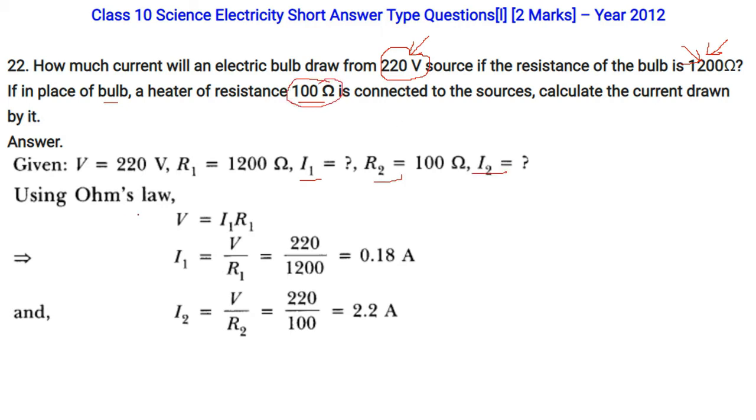So we will use Ohm's law, V equals IR. So I1 would be V by R1, 220 by 1200. For the second one, I2 will be 220 by 100. So first I1 is 0.18 ampere, and I2 is 2.2 ampere.